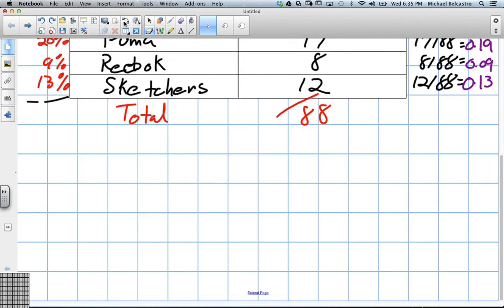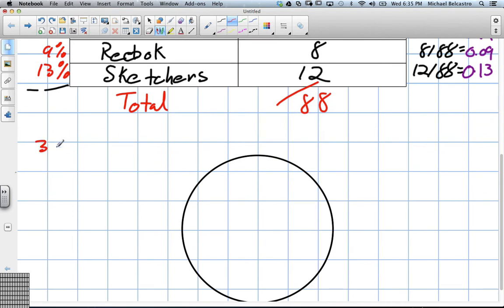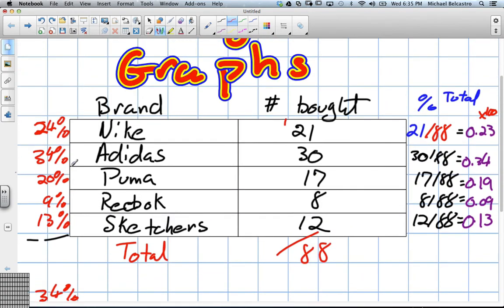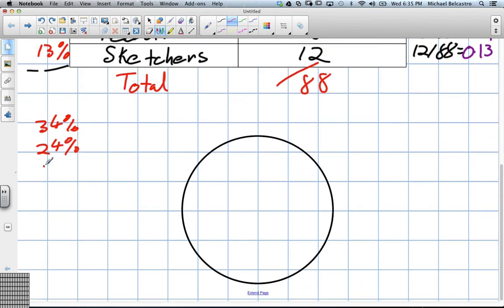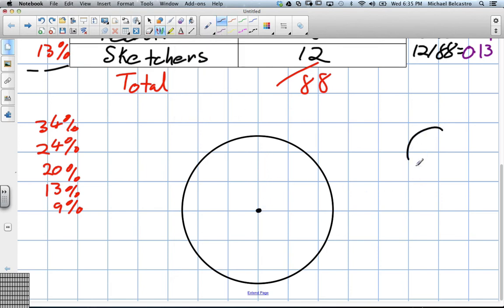So when we go to make a circle, or a pie graph, we know it's going to be a circle itself. Well, the percentages we have, and we'll just double check them again, the largest was 34%. Then we had 24%, 20%, 13%, and 9%. Now these all add up to 100, but a circle, if we measure in degrees, all the way around a circle is 360 degrees.